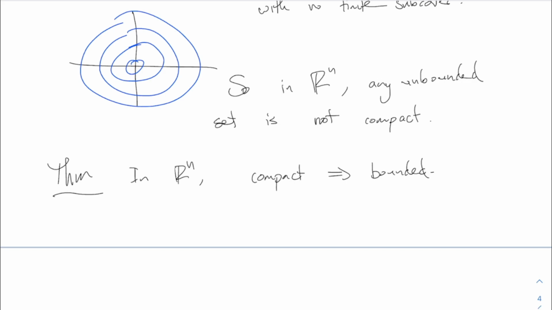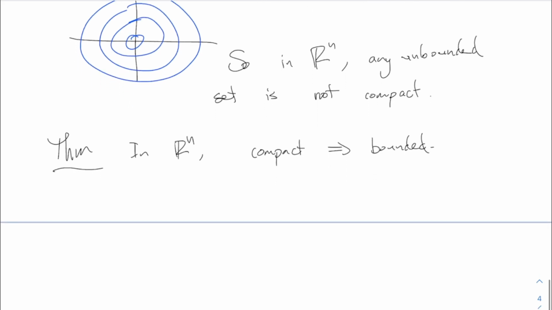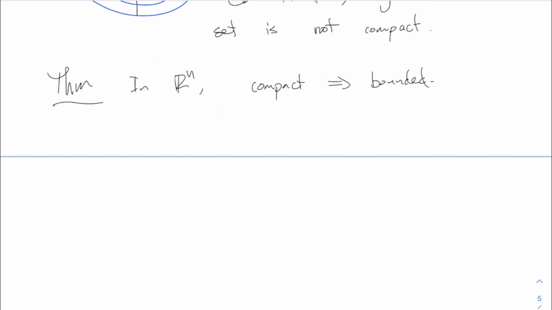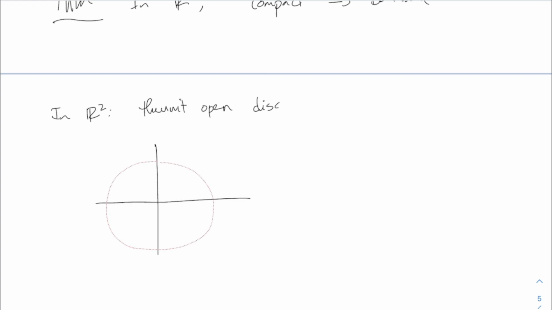All right. I had one more example. How about another R2 example? And then I have some for you all to try. Let's try the unit open disk. That would be sort of this set, the inside of the circle, not including its boundary. The unit open disk means this interior of the circle in R2 without the boundary.